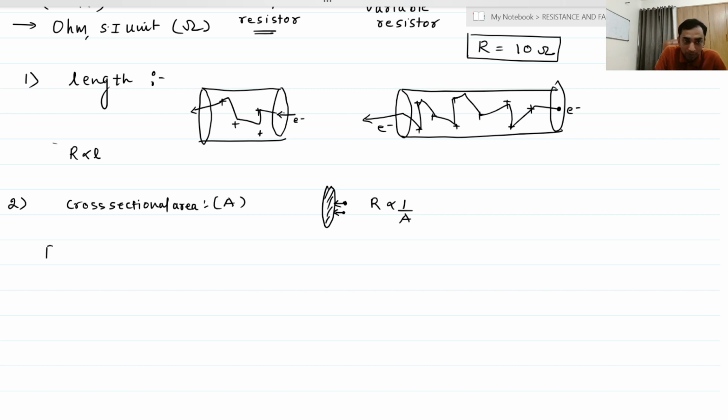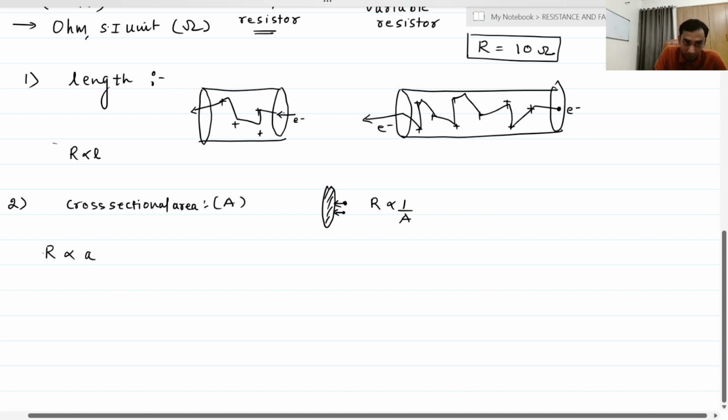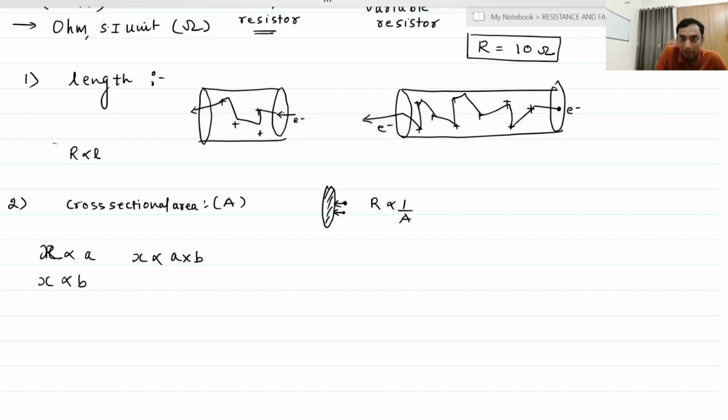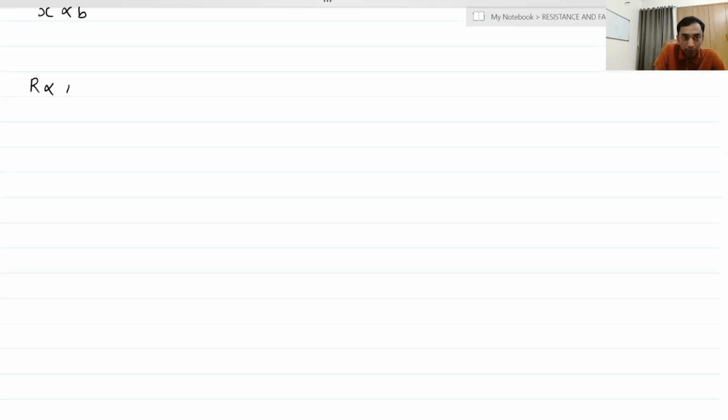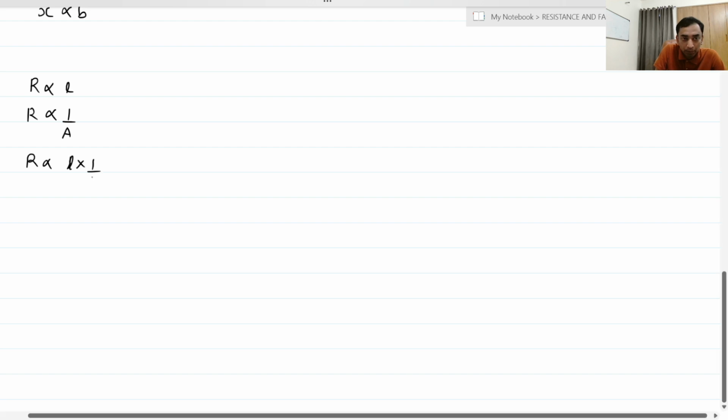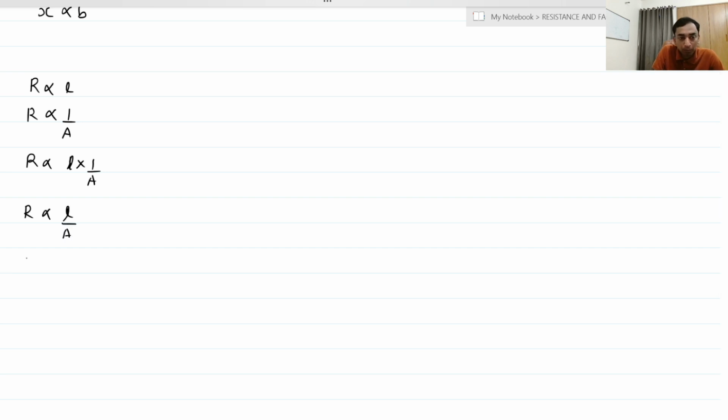So we know in maths that if X is proportional to A and X is proportional to B, then X is also proportional to the product of A and B. In the same way, here the resistance R is dependent upon two factors we have studied: R proportional to L and R proportional to 1 upon A. So if I combine them both, R will be proportional to L into 1 upon A. So R will be proportional to L upon A. Now, if you want to replace this proportionality sign with an equal to sign, we'll have to put a constant, that is rho.